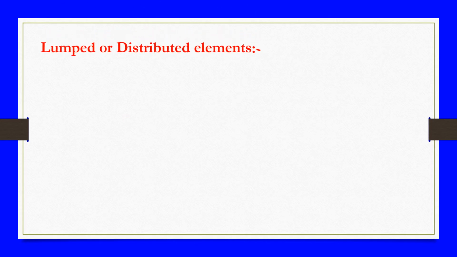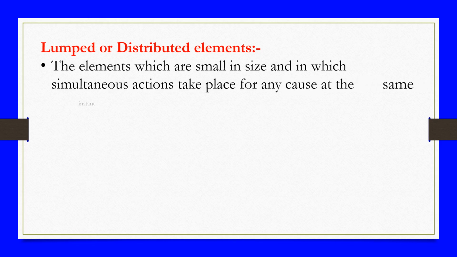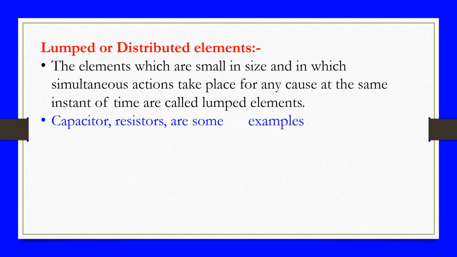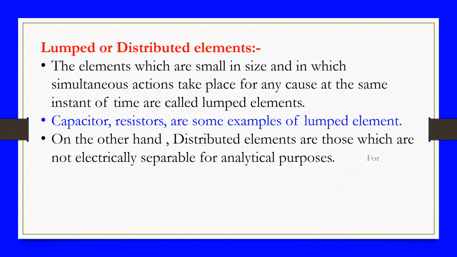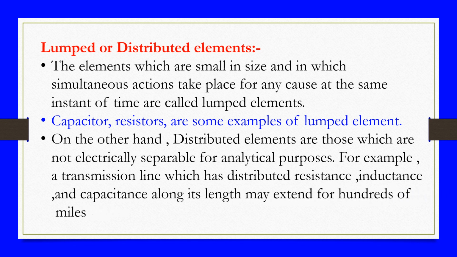Lumped and distributed elements. The elements which are small in size and in which simultaneous actions take place for any cause at the same instant of time are called lumped elements. Capacitor and resistor are some examples of lumped elements. On the other hand, distributed elements are those which are not electrically small, preferable for analytical purposes. For example, a transmission line which has distributed resistance, inductance, and capacitance along its length may extend for hundreds of miles.